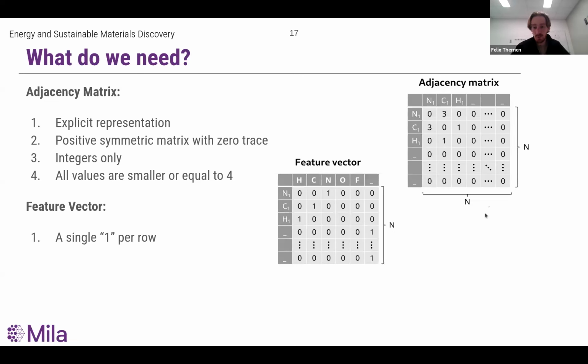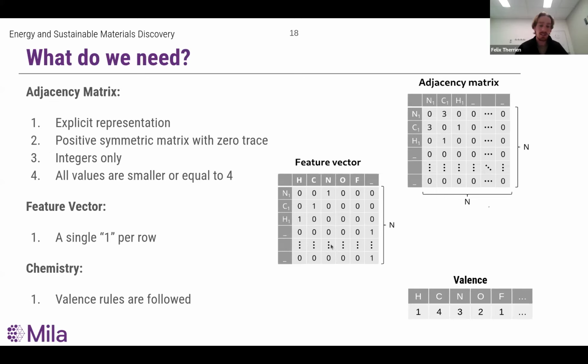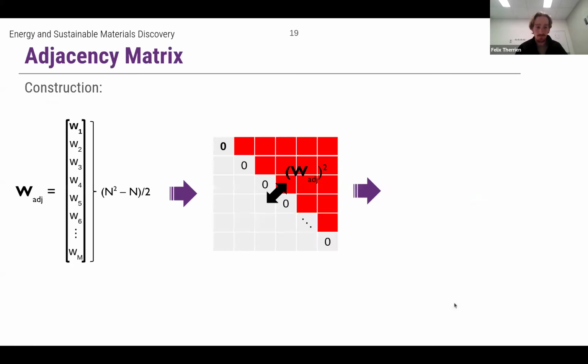Then for the feature vector, what do we want? Because we're also optimizing the feature vector. Well, that one is easier. It's a one-hot encoding, so the only rule is we only need to have one 1 for each row and nothing else. Everything else should be 0. And then, of course, we want some chemistry rules to be respected. You can't have a hydrogen atom that bonds 4 times. That doesn't make sense. So we know what valence each of these atoms should have, and we want that to be respected.